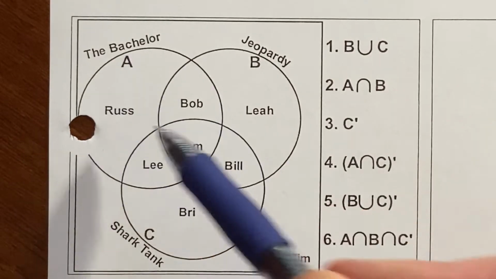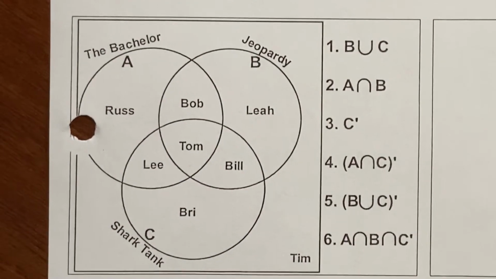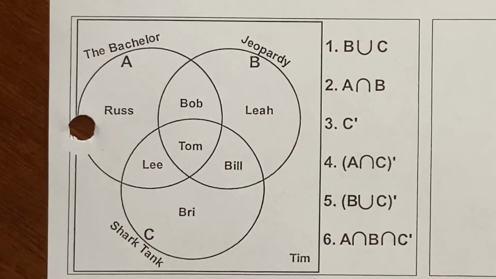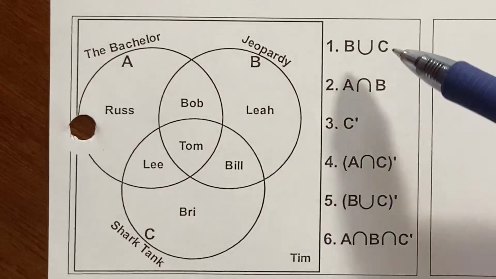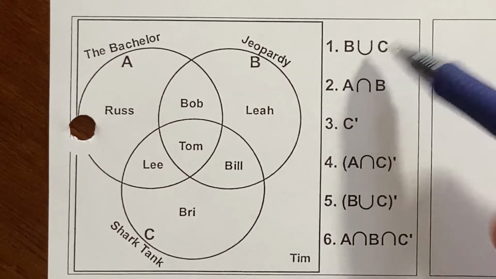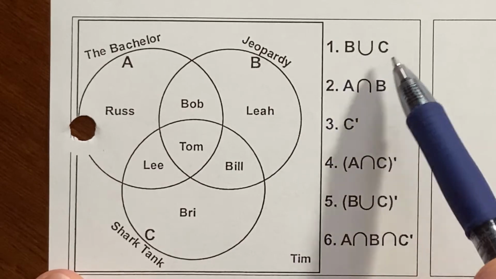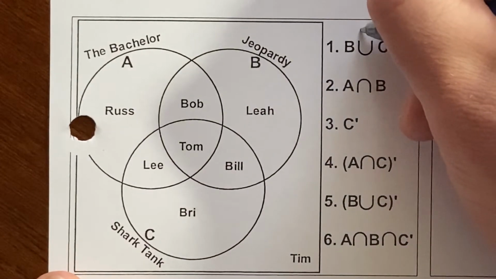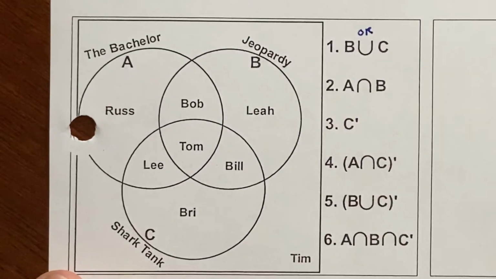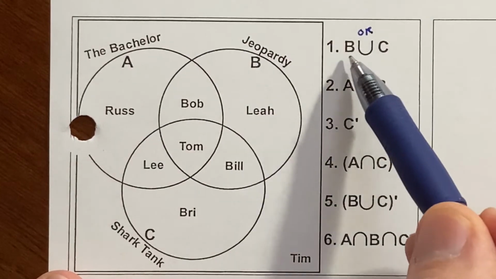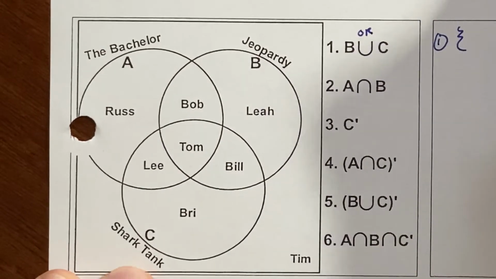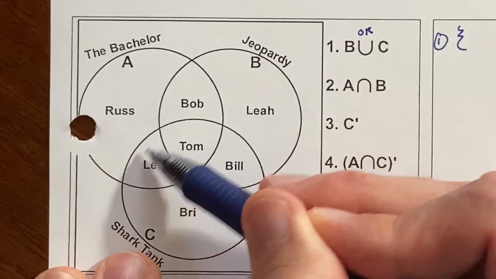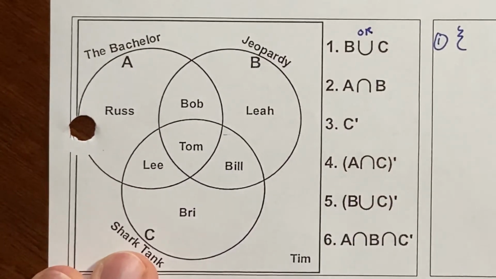So set A, we're going to let that be the people who watch The Bachelor. Set B will be the people who watch Jeopardy. And C will be the people who watch Shark Tank. Number 1, B union C, fancy word for union, the unfancy word is or. So B or C: the people who watch Jeopardy or Shark Tank. Who watches Jeopardy or Shark Tank? Well, that would be all of these people in circle B and circle C.